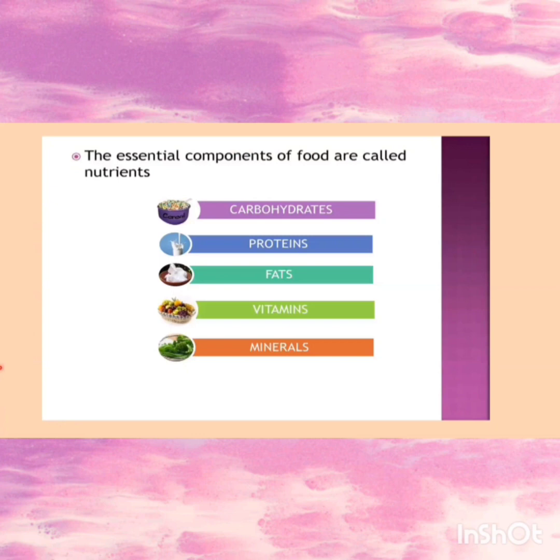So, children, you know that food is essential to stay alive, and food is a mixture of various chemical substances that we need for energy, to grow and to remain healthy. These chemical substances are called nutrients of food. The major nutrients in our food are carbohydrates, proteins, fats, vitamins, and minerals.